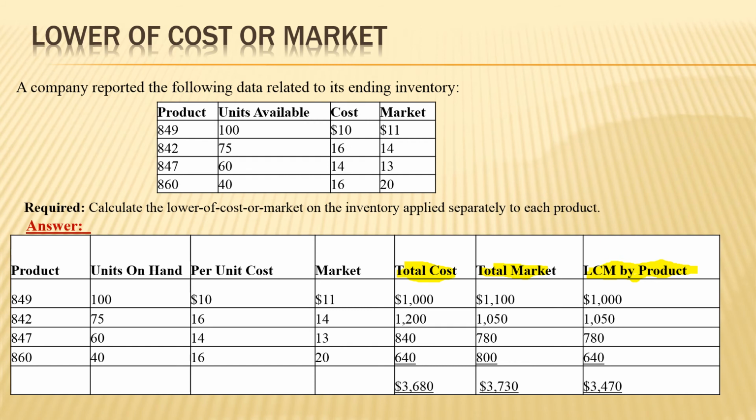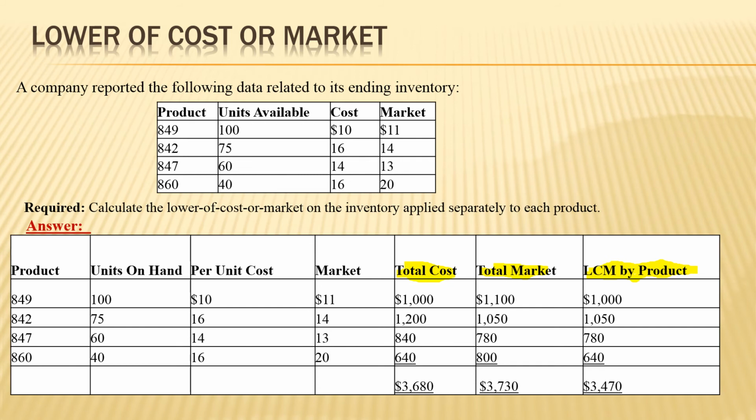Then for product number 147, I multiply the 60 units on hand times the $14 per unit cost, which gives us 840. And then I multiply the 60 units on hand times the $13, which gives us 780. Then to apply the LCM by product, I select the lower of these two numbers, the 840 and 780, which will be 780, as we can see in the final column, LCM by product.